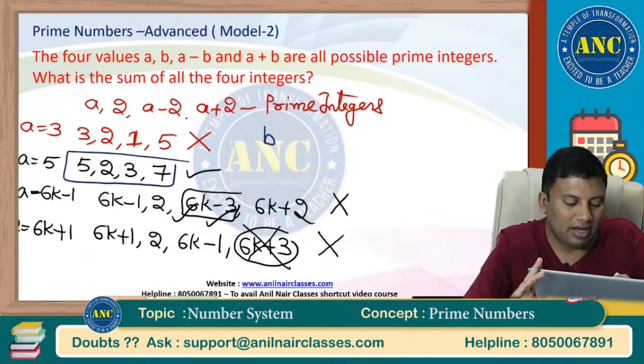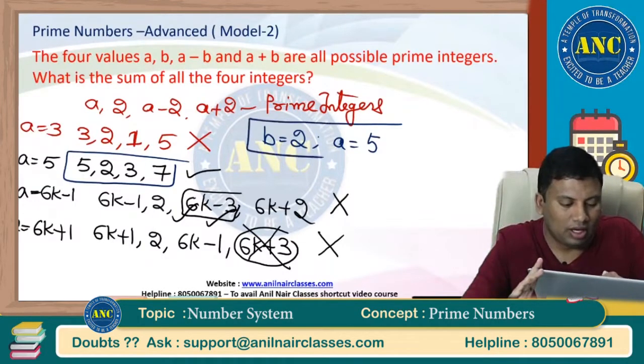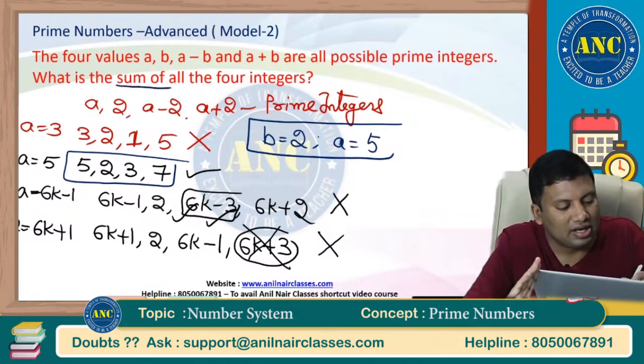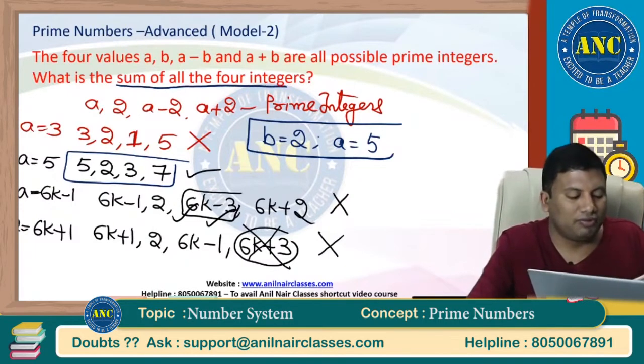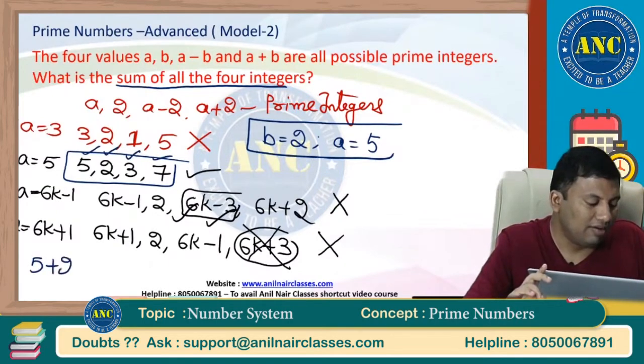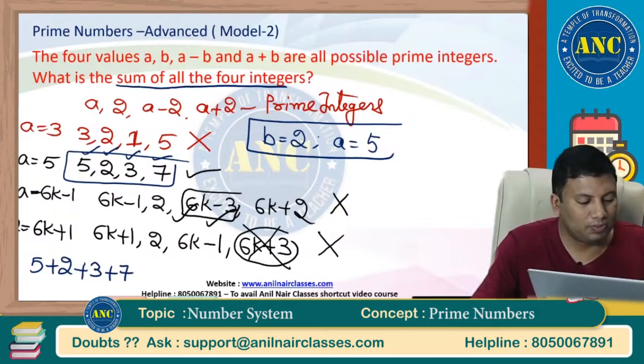What is B value? B value is 2. What is A value? It is nothing but 5. Only value which will satisfy is B equals 2, A equals 5. But the question is, find the sum of all the 4 integers. 4 integers are 5, 2, 3, 7. Sum is nothing but 5 plus 2 plus 3 plus 7.